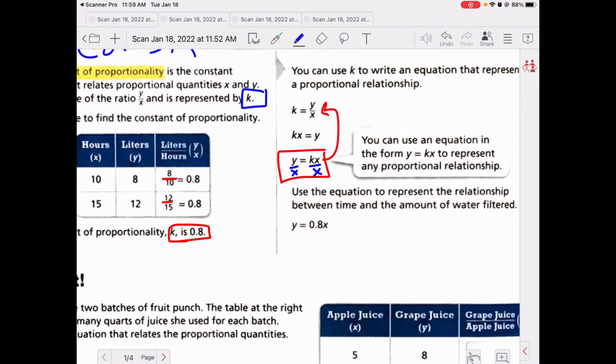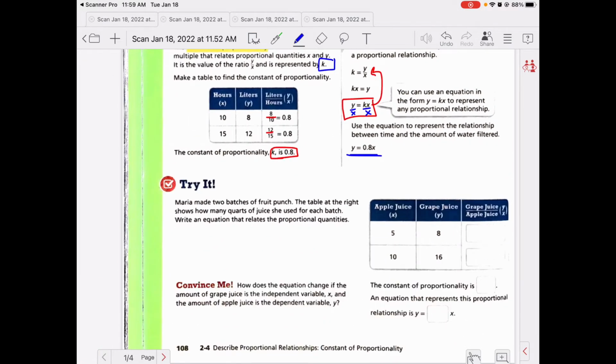So again, you can use the equation in the form of Y equals KX, or Y equals the COP times X, to represent any proportional relationship, okay? And so in this case, our equation would be Y equals 0.8X, because our constant of proportionality is 0.8. So once we find that COP, we just plug it in for K. All right, and that's our equation, and then we're done, because you guys haven't learned how to do anything with two variables yet. So we're just writing the equation, okay?